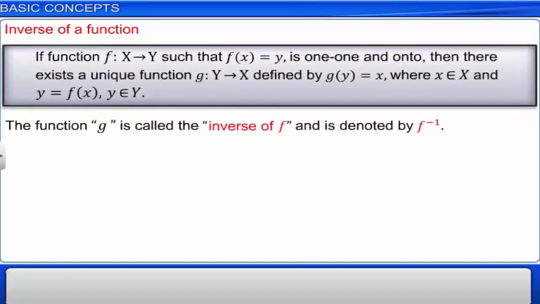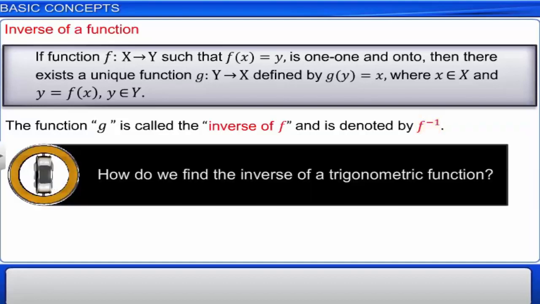Let us also recall the concept of the inverse of a function. If a function f from set X to set Y, defined by f of x is equal to y, is 1 to 1 and onto, then there exists a unique function g from set Y to X such that g of y is equal to x. Such a function g is called the inverse of function f and is denoted by f with superscript -1.